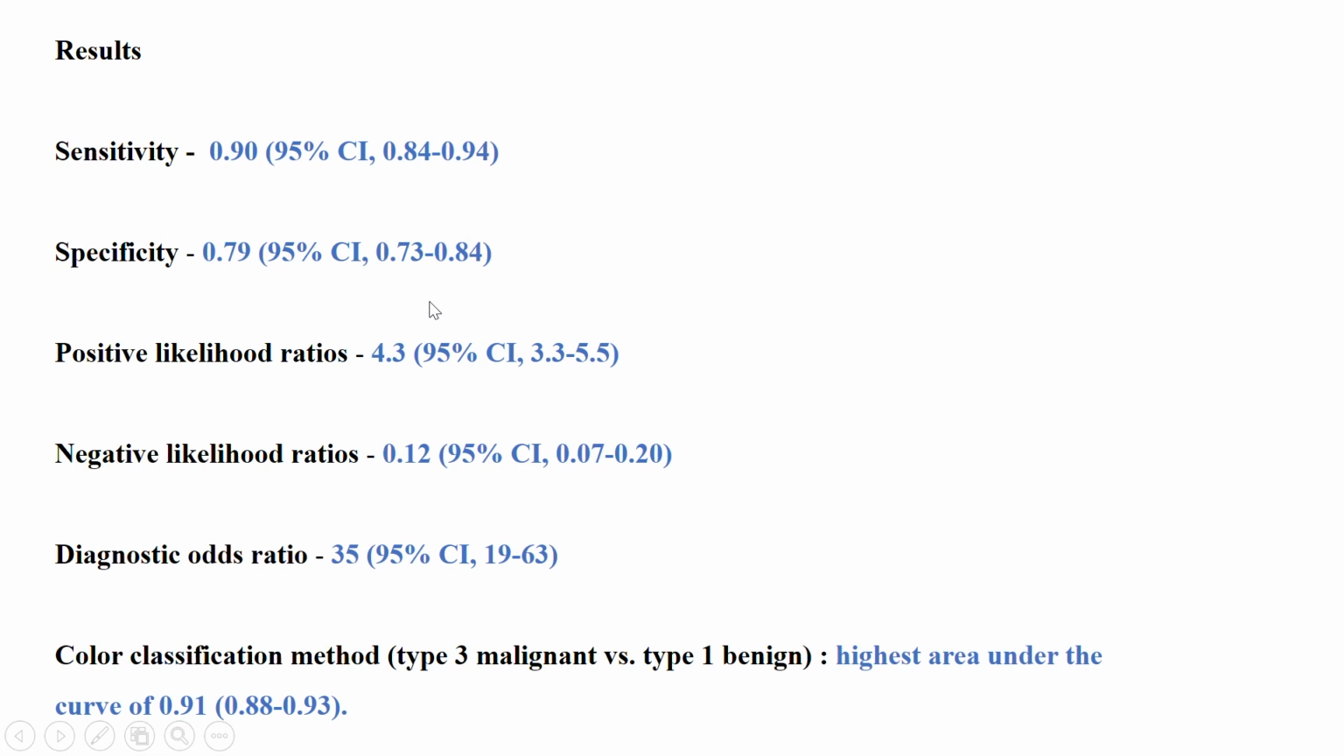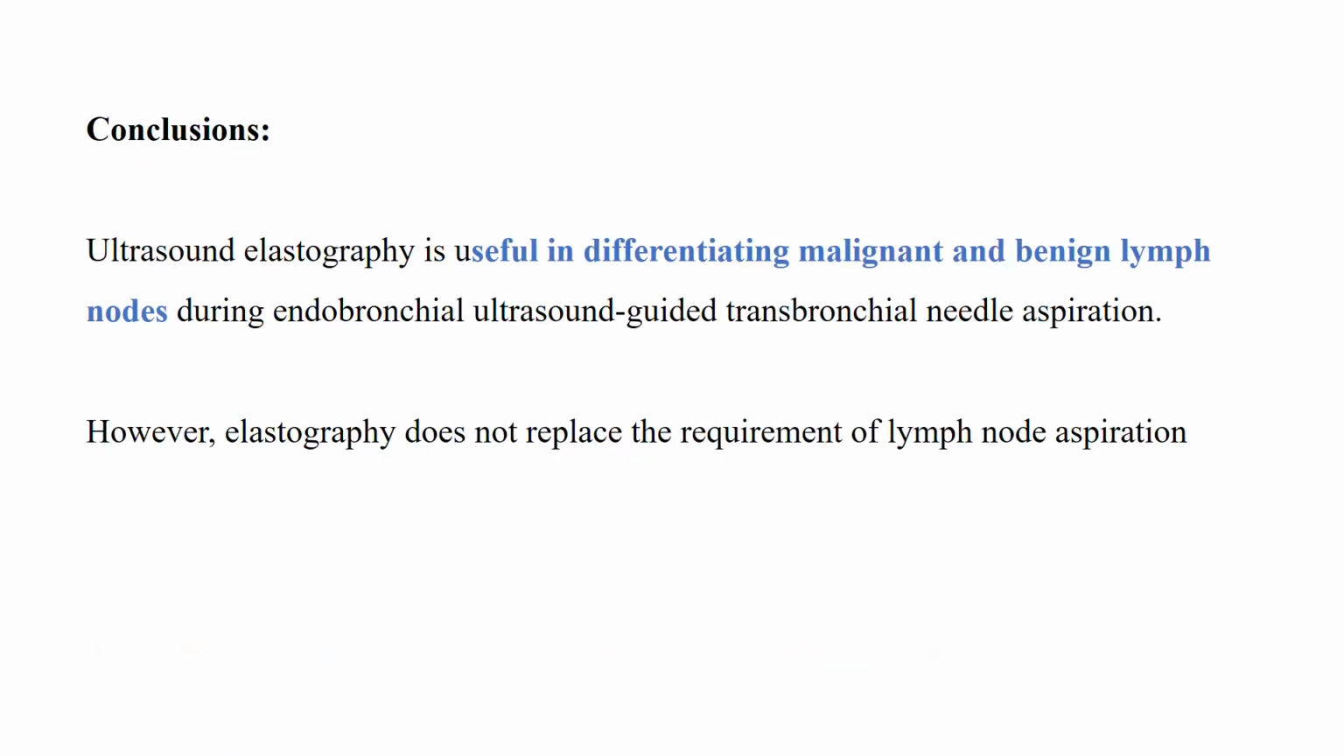And what they found was that the type 3 pattern, which is more blue in color, over the type 1 pattern, which is the green pattern, suggested that the node tended to be a malignant lymph node on a subsequent TBNA sample. So ultrasound elastography is useful in differentiating malignant and benign lymph nodes during routine EBUS TBNA. However, elastography will not, and should not, replace the requirement of lymph node aspiration.